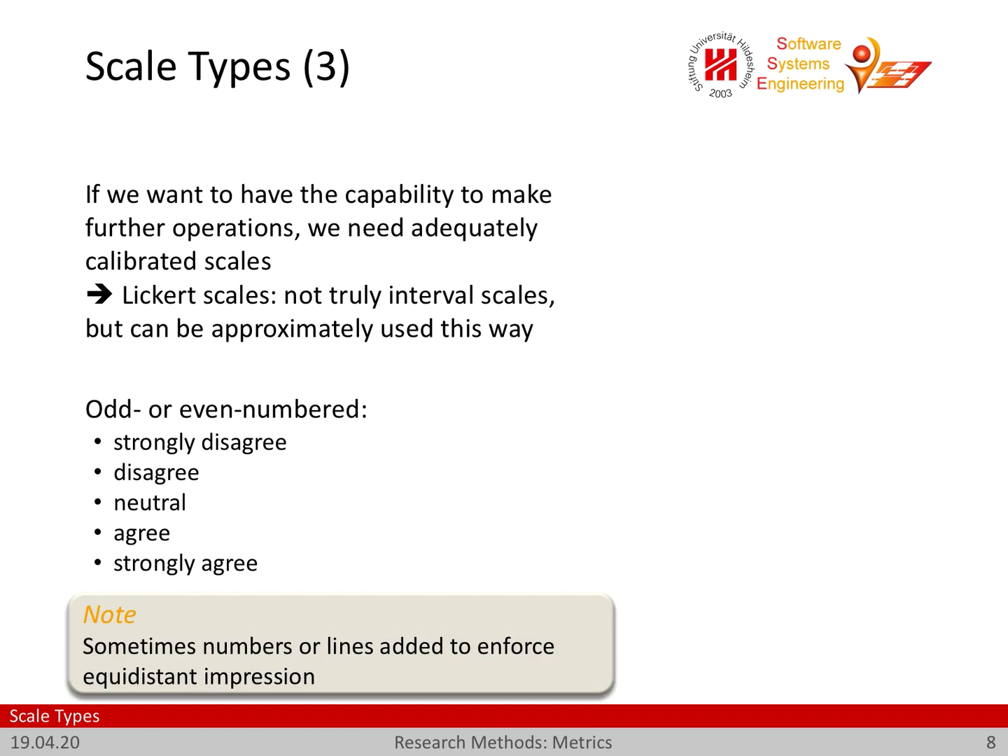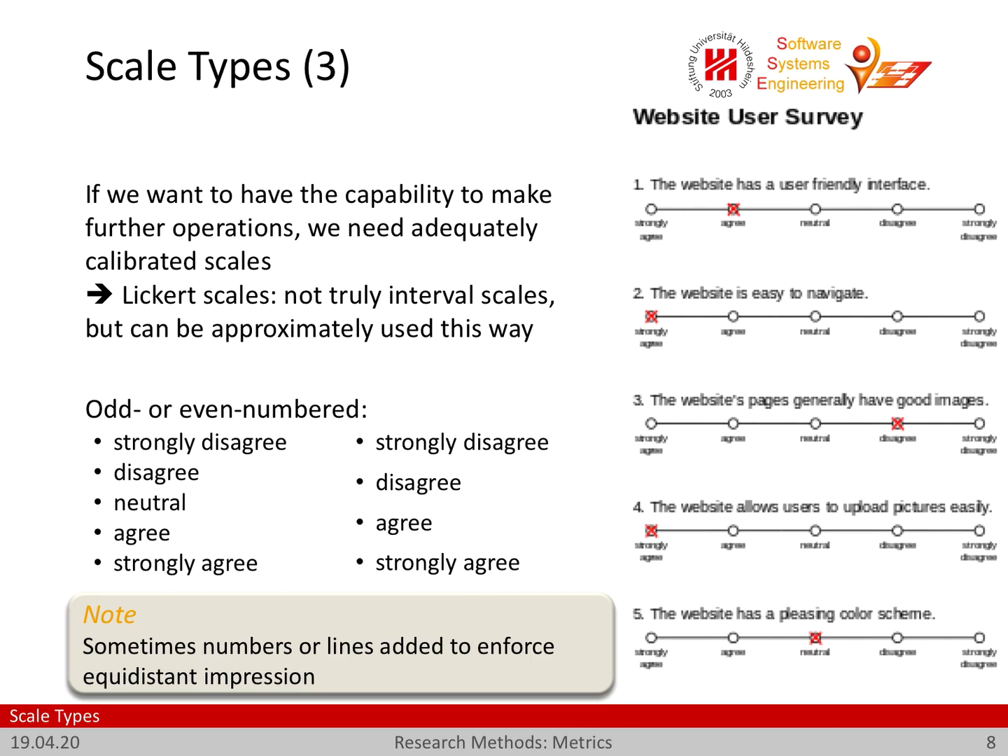If people provide questionnaires, they also give sketches where numbers are explicitly assigned to these positions, or lines added to enforce some equidistance. This is all more or less useful, but it's never guaranteed that you can really use that as an interval scale. It may look like what you see here on the right-hand side. We have different questions from a website user survey, and then we have different marks, and we try to emphasize that this distance is like that distance.